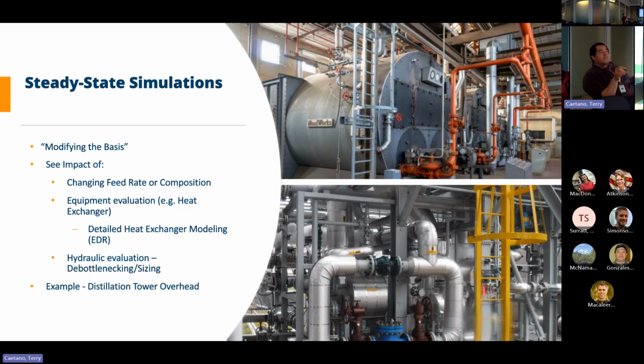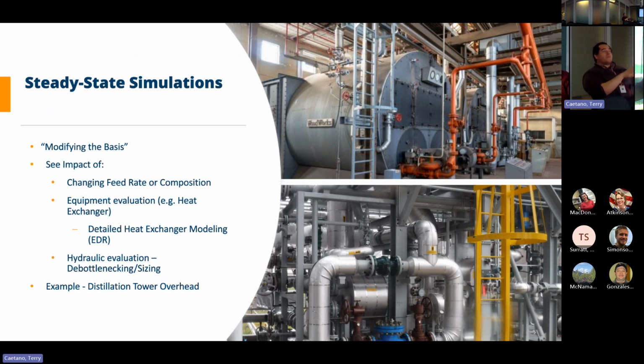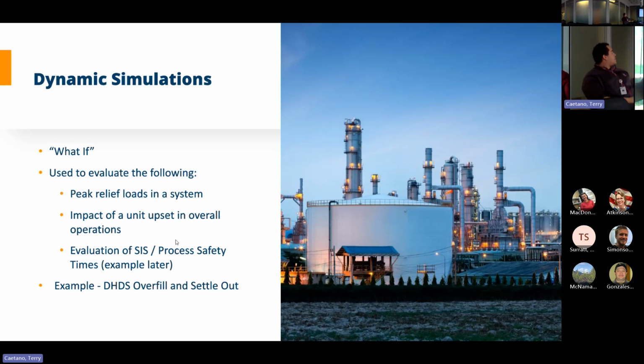And one of the nice things about a steady state simulation is when you make that change to one piece of equipment, you can see how it cascades through the system. So if you're debottlenecking, you might have a limit at one point. Once you make that change, you can look around there and see where that limit may or may not have moved. I have a pretty good example of that in a second here.